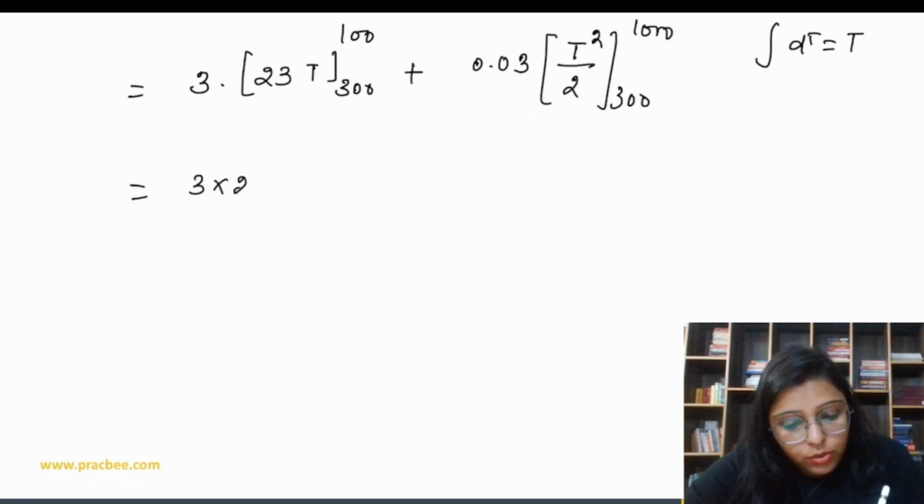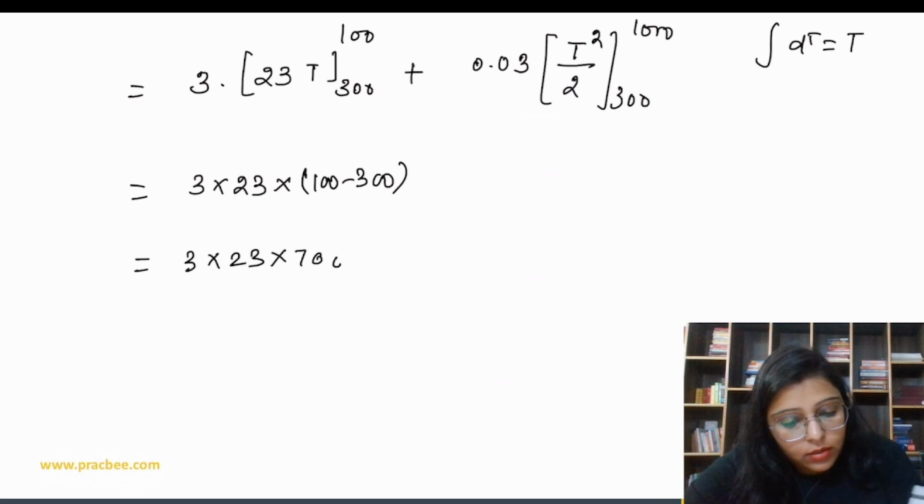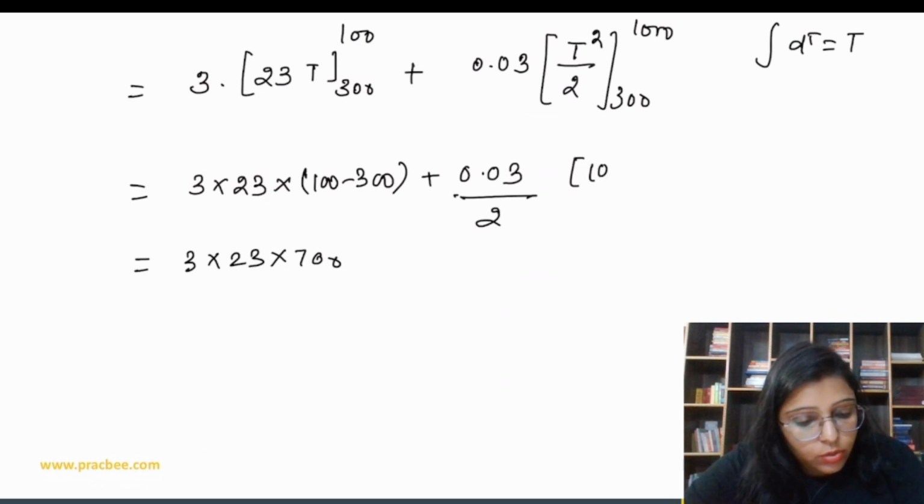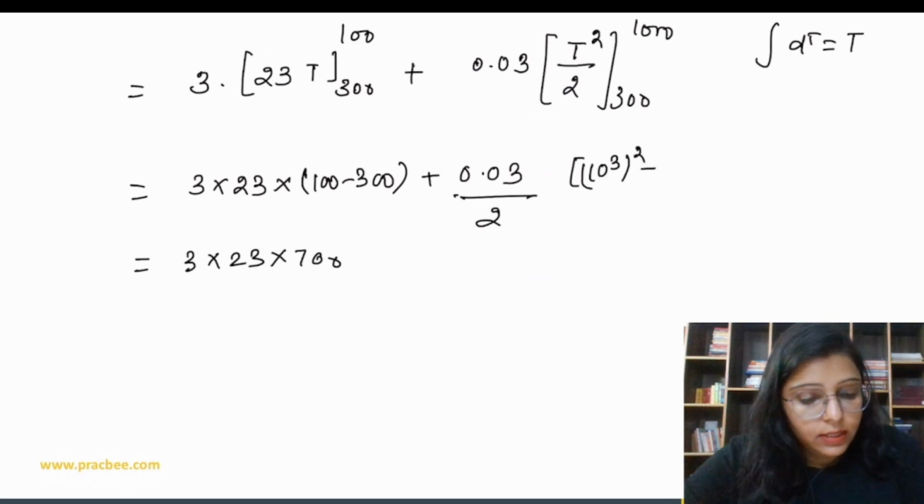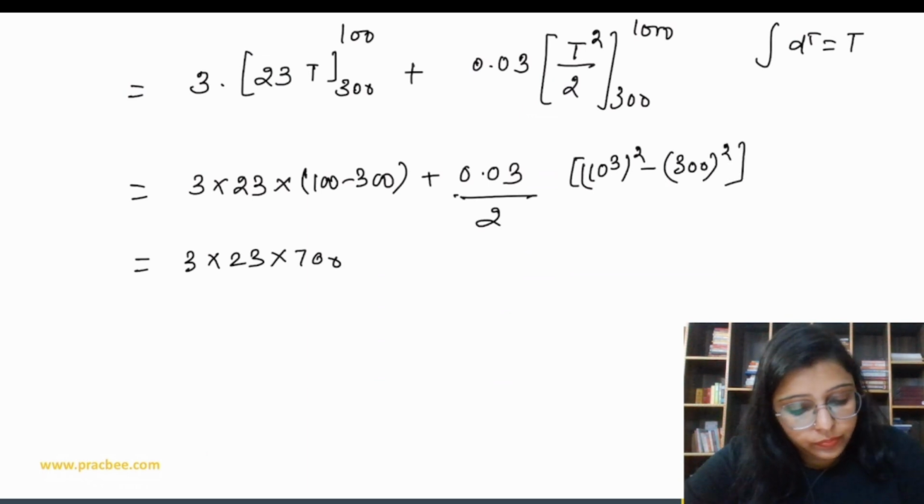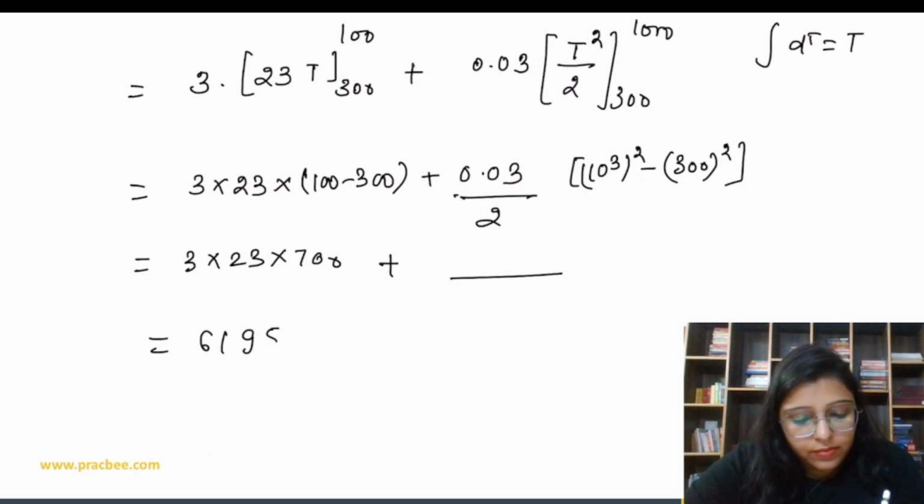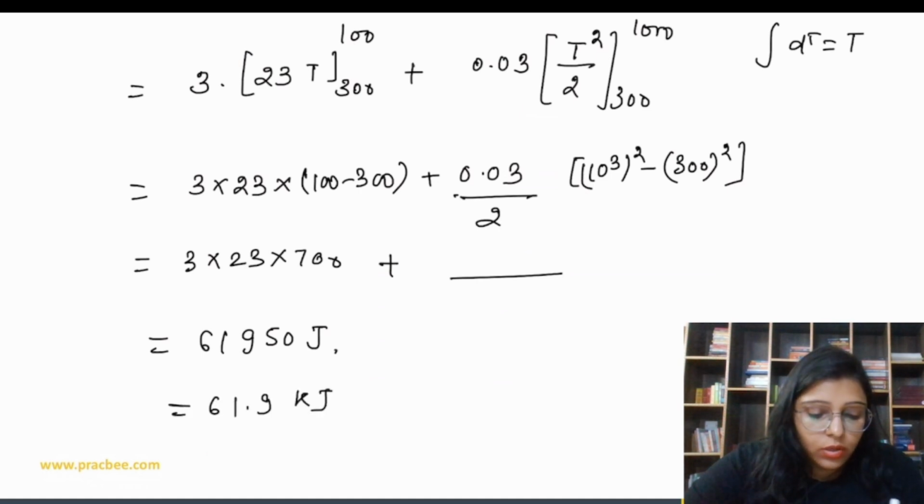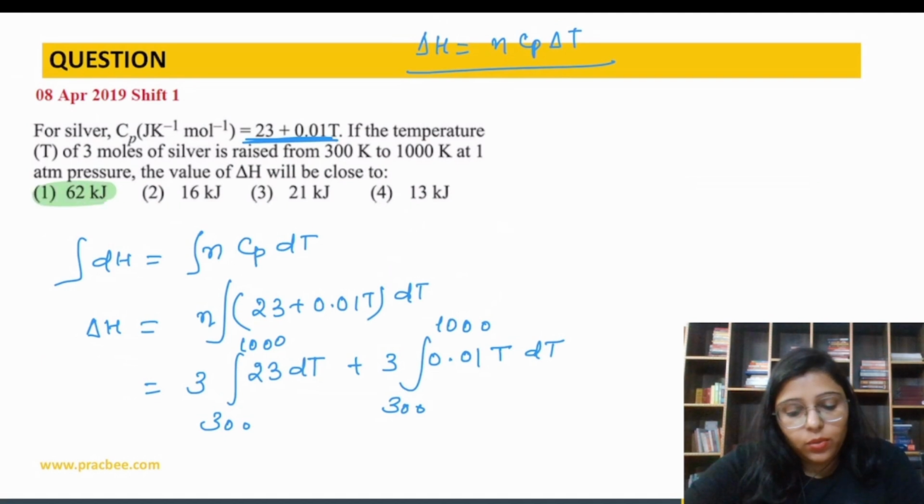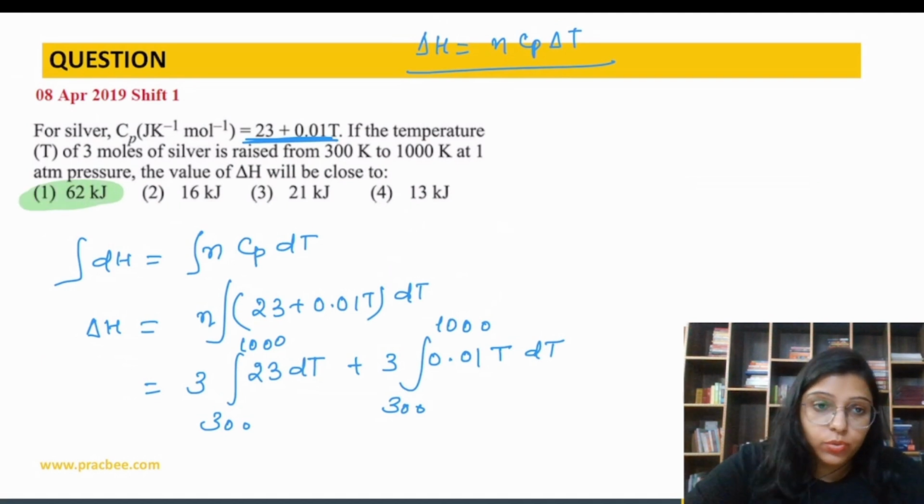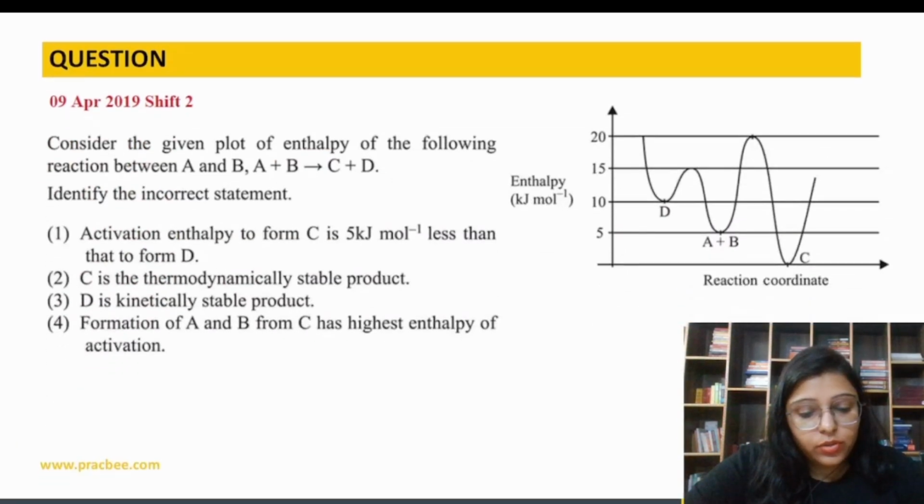So on solving you get 3 into 23 into (1000 minus 300), which is 3 into 23 into 700, plus 0.03 upon 2 into (10 to the power 3) square minus 300 square. Okay, so on solving we get 61950 joules, which is 61.9 kilojoule. So the answer is going to be 162 kilojoule. Okay, now let's do the next question.